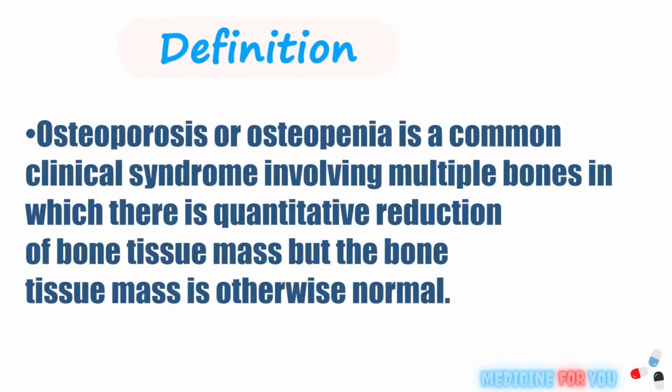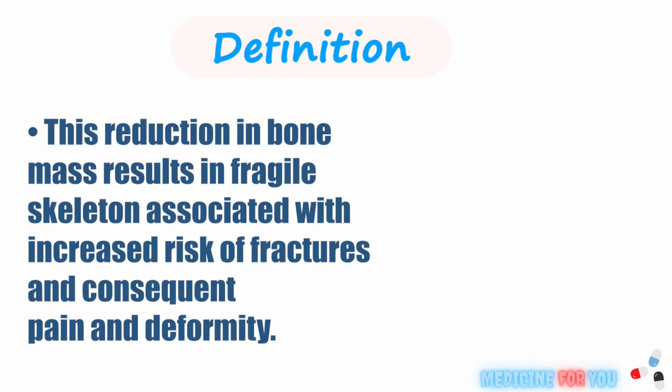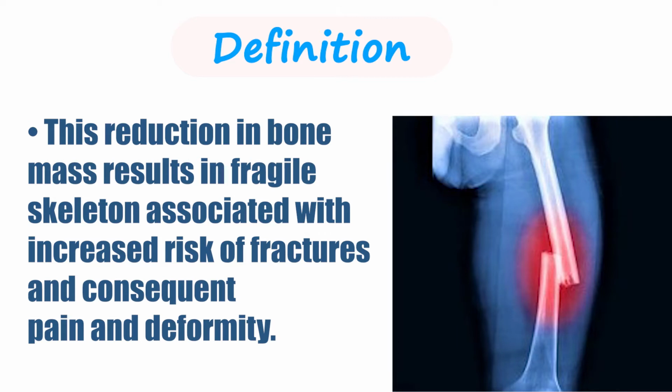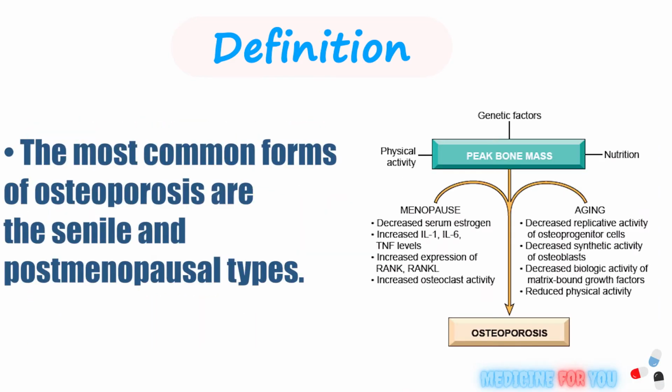Osteoporosis or osteopenia is a common clinical syndrome involving multiple bones in which there is quantitative reduction of bone tissue mass, but the bone tissue mass is otherwise normal. This reduction in bone mass results in fragile skeleton, associated with increased risk of fractures and consequent pain and deformity. The most common forms of osteoporosis are the senile and postmenopausal types.